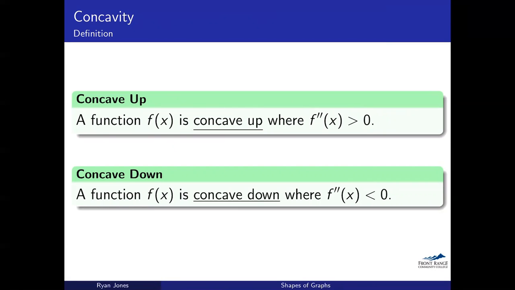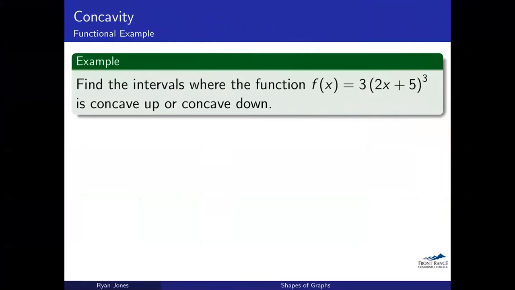And so let's go ahead and do that, and we should be able to do this a little bit more quickly than we did last time with the increasing and decreasing. So let's look at this function, 3 multiplied by 2x plus 5 to the third, and we're going to take two derivatives here. I'm going to take these a little bit more quickly than before, just because we've seen the power rule, we've seen the chain rule. We know how to do these.